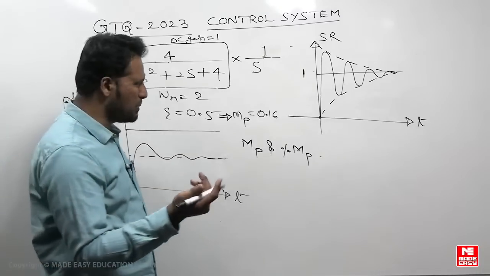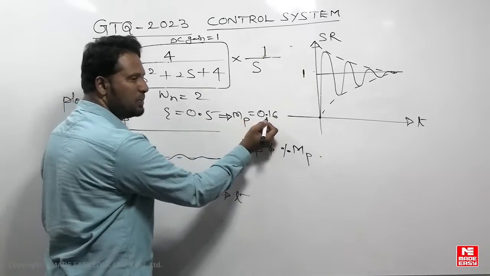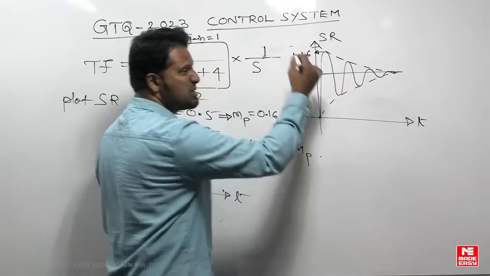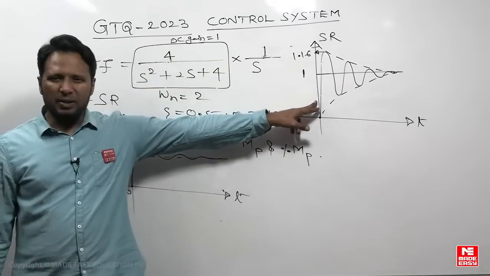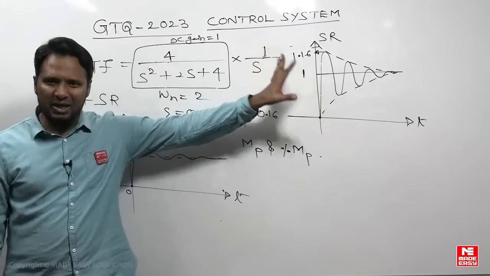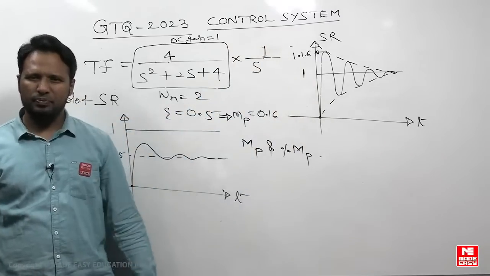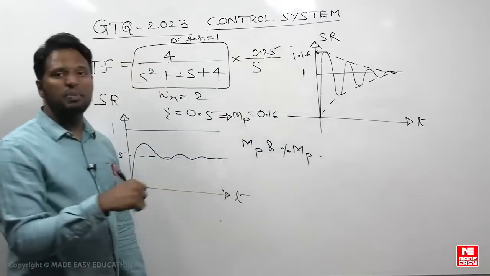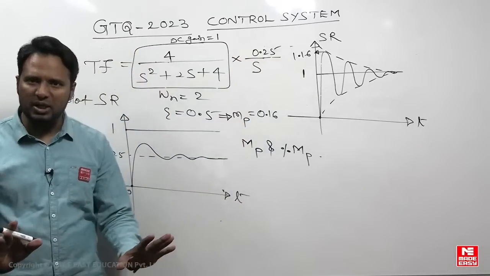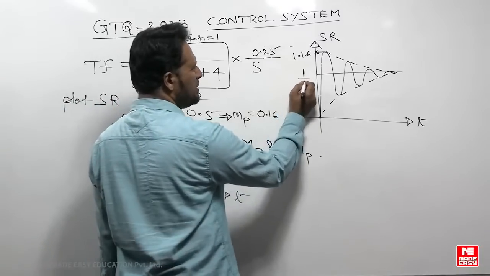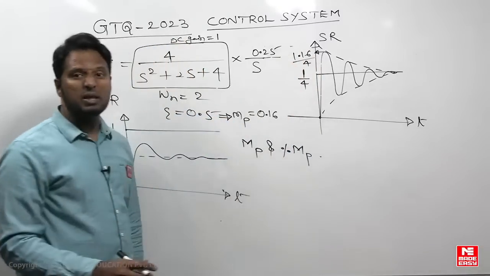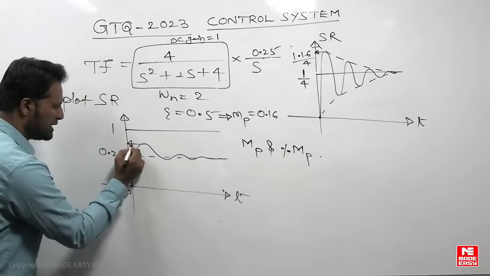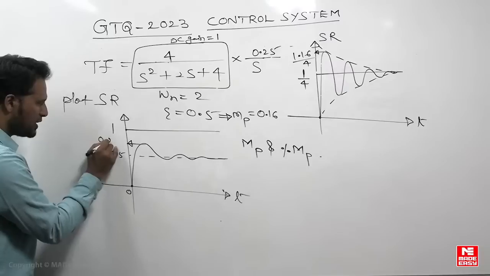We have a formula for Mp, hope you remember that. For this zeta 0.5, Mp will be 0.16. So the peak value of the response will be 1.16. So this becomes its response. This is the response of the standard second order system for unit step input. But if I talk about my standard second order system with 0.25 unit of the step, all values scale down by 4. You have to divide everything by 4. This 1 becomes 1 by 4. This 1.16 becomes 1.16 by 4. So 1 by 4 is 0.25, and this 1.16 by 4 becomes 0.29.